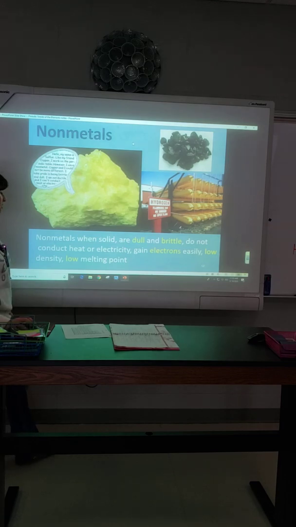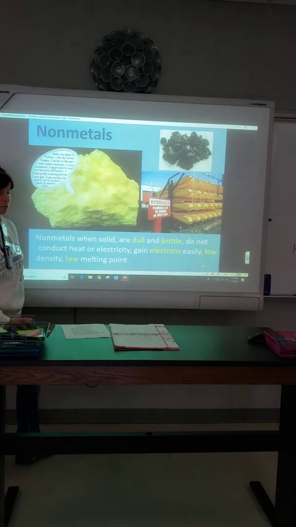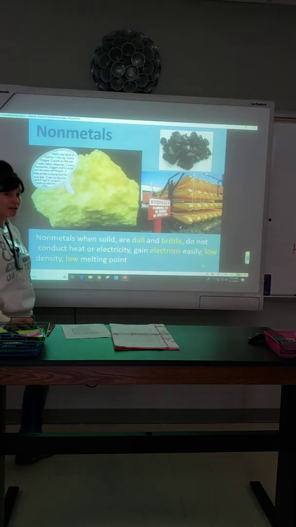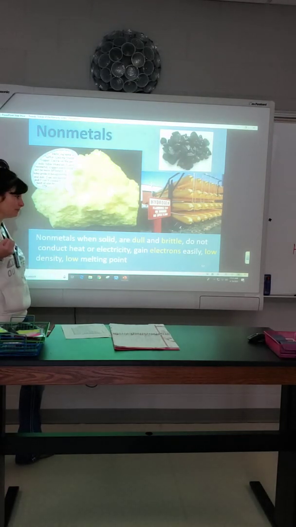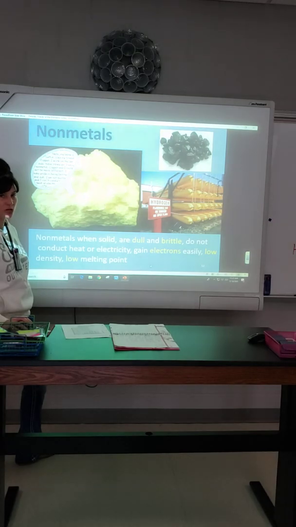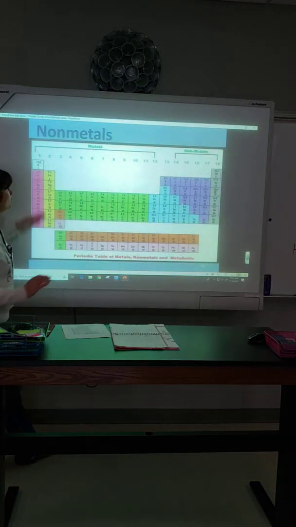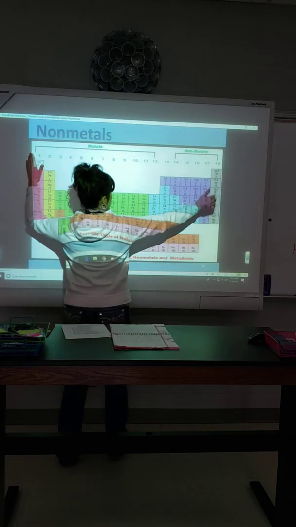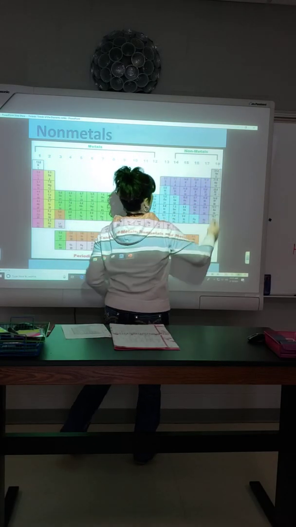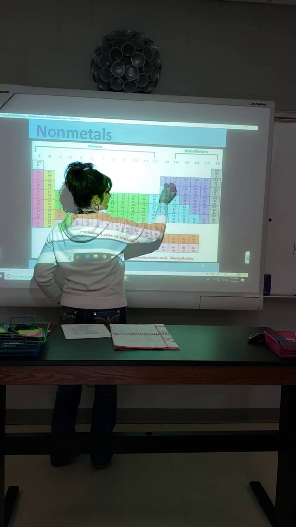Nonmetals. This is where you have solids, usually that are dull, brittle, they don't conduct heat or electricity well, they will gain electrons, that means they're going to take them, and they have low density and a low melting point. But the key here is they gain electrons, they're the takers. Metals are the givers. So here's my metals, and again, we're showing groups 1 through 18 here. Our nonmetals are usually right here. And you can see it kind of staggers.